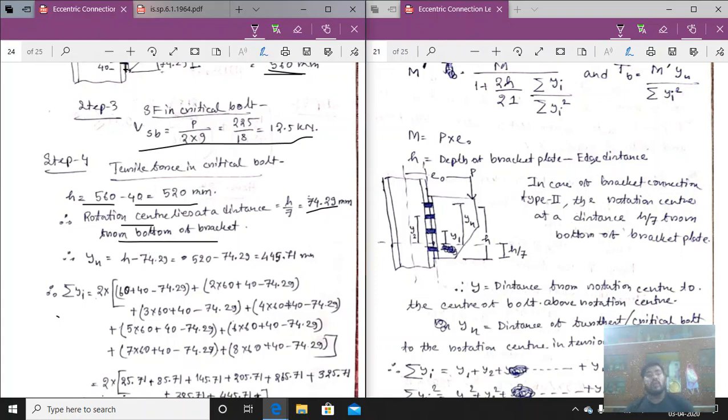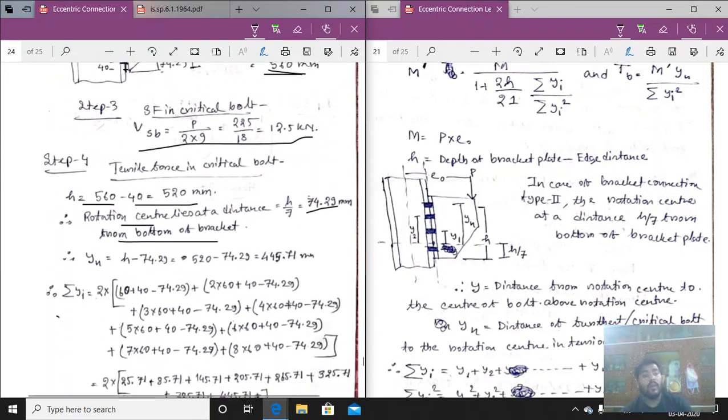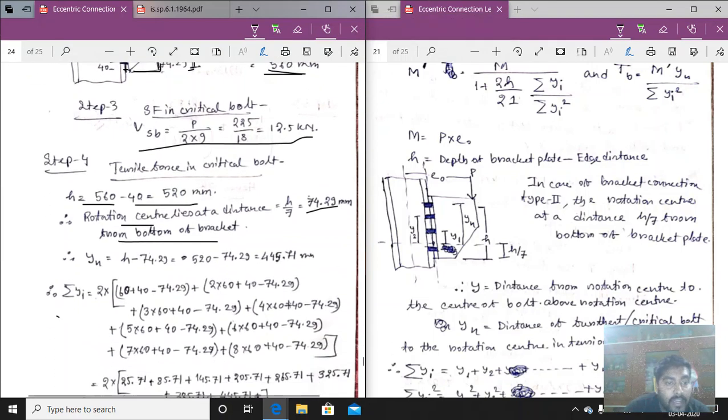So now coming to yn, it will be equal to, from here to here, this is yn. So yn is equal to the total H minus 74.29, total H minus 74.29 is the value of yn. So yi we have to calculate.